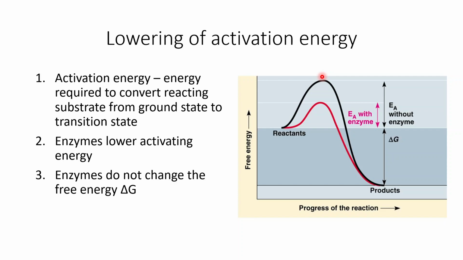Now what the enzyme does is lower this activation energy. The reactants now require less energy to reach the transition state, or the threshold point, after which they can automatically form products. So this is the mechanism of enzyme action. The activation energy is lower in the presence of the enzyme as compared to without the enzyme. So enzymes lower the activation energy.